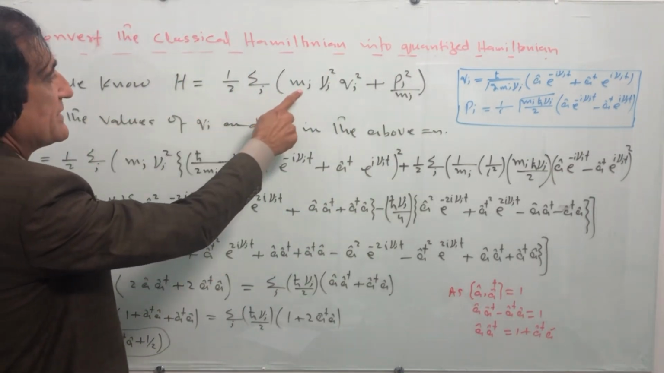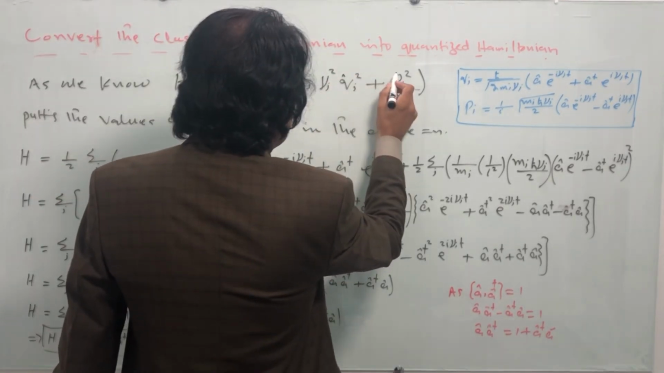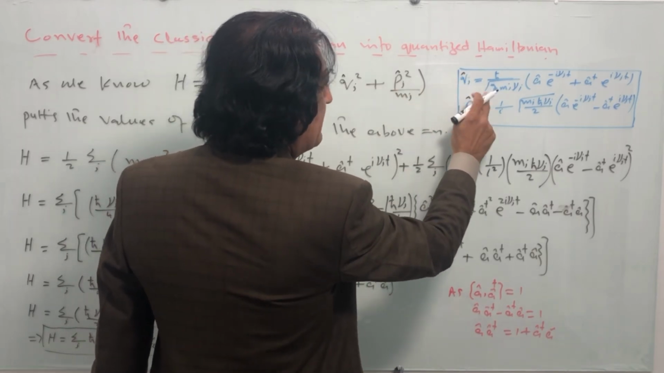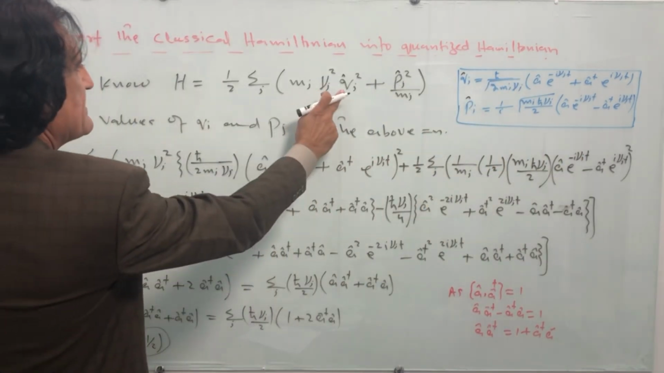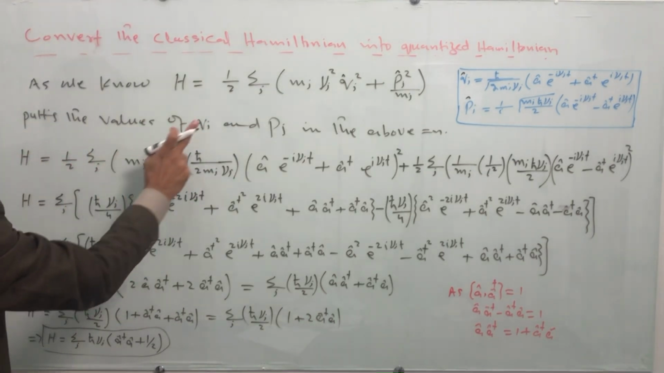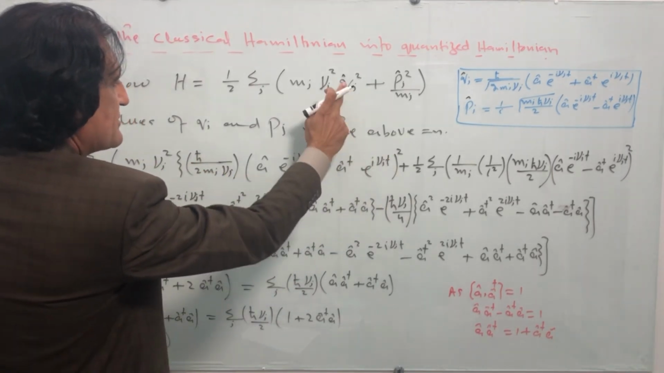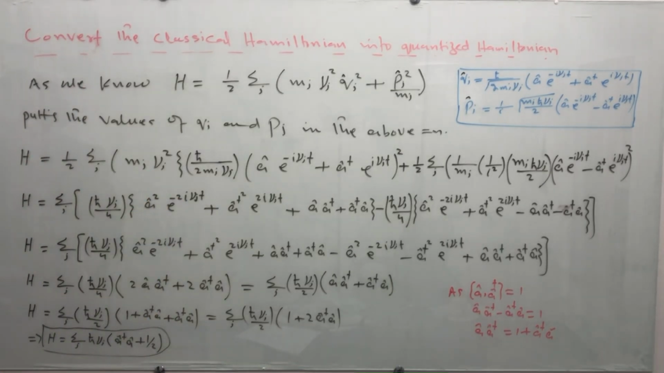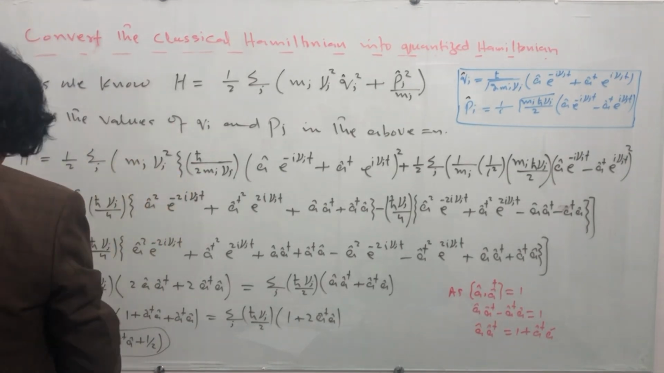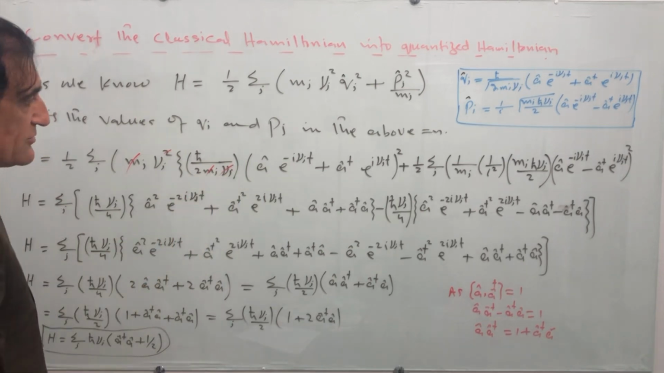Now we know the value of the Q_j operator and the P_j operator. We know the Q_j operator, which is equal to this, and the P_j operator, which is equal to this. Putting these two values in this equation, 1/2 summation over j of m_j ν_j², and putting in this value, we take the square. Then the m_j can be cancelled out with this, and this ν can be cancelled out with this.